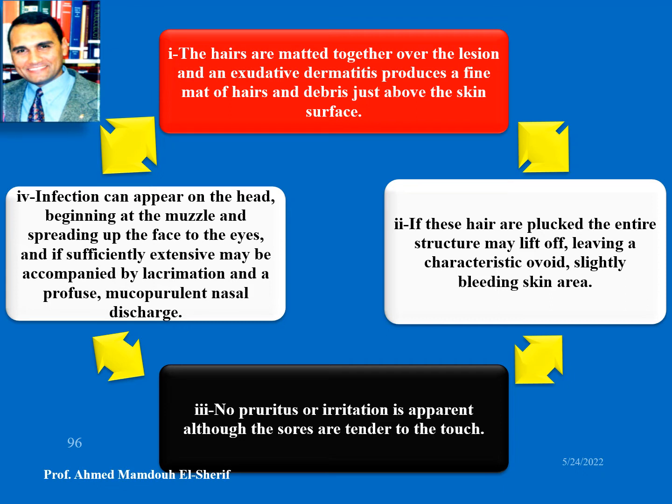Infection can appear on the head, beginning at the muzzle and spreading up to the face and the eyes, and if sufficiently extensive may be accompanied by lacrimation and a profuse mucopurulent nasal discharge.